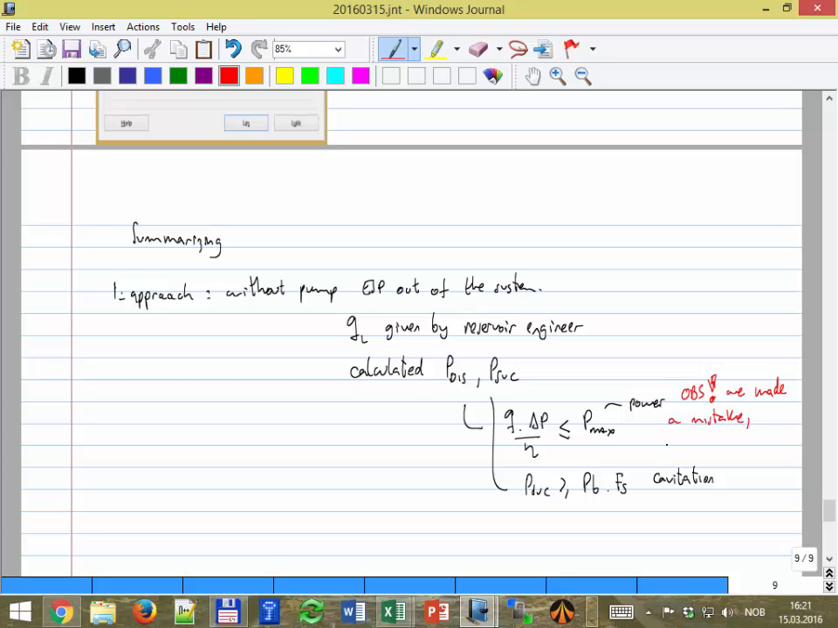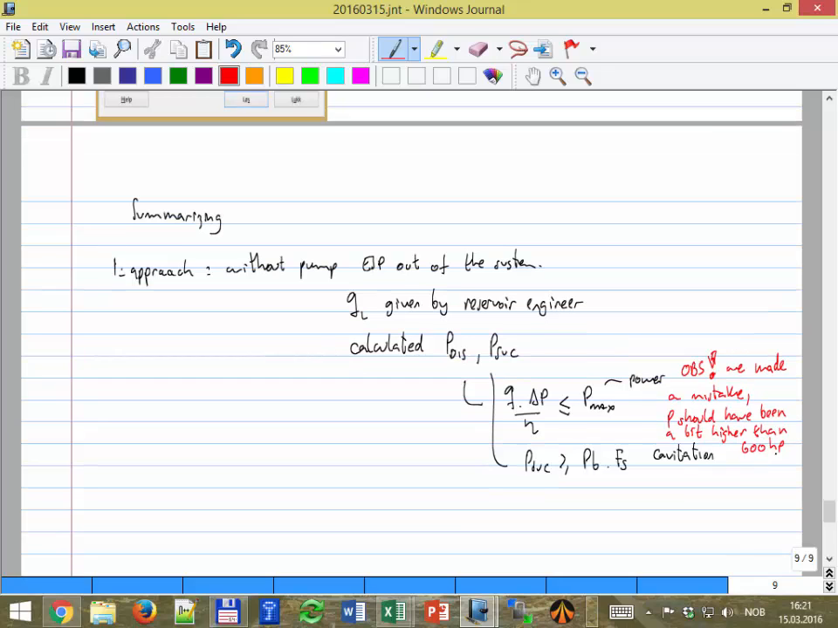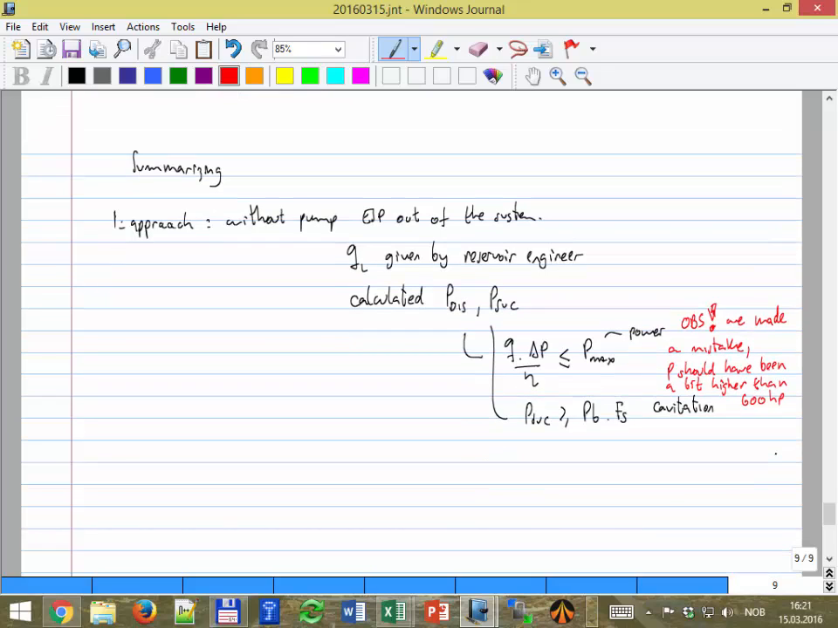The power should have been a bit higher than 600 HP, not much, but I think it should have been a bit higher. Okay, then we use that, and then we were ready. Okay, we see, this is what you will be able to produce.